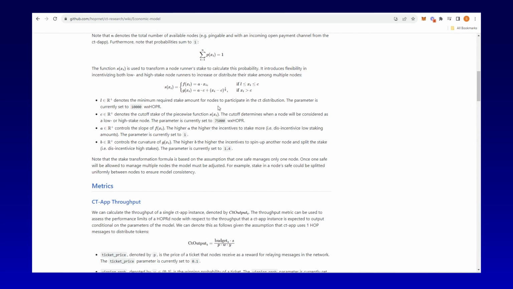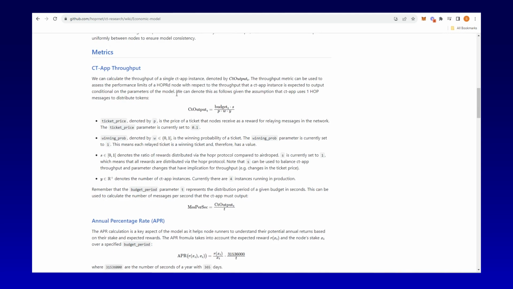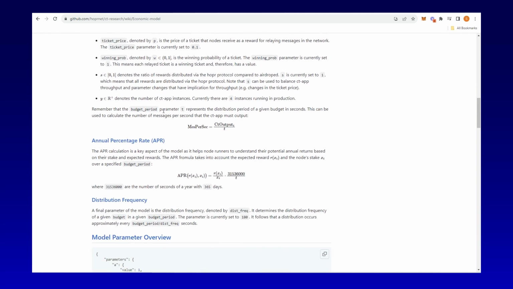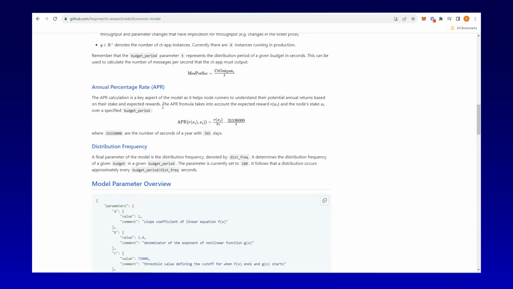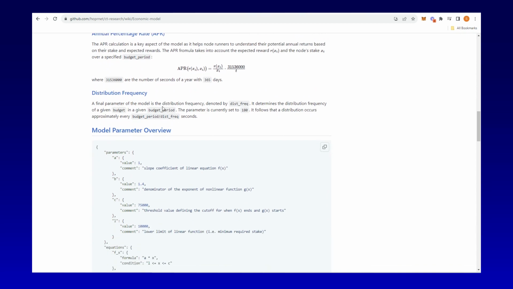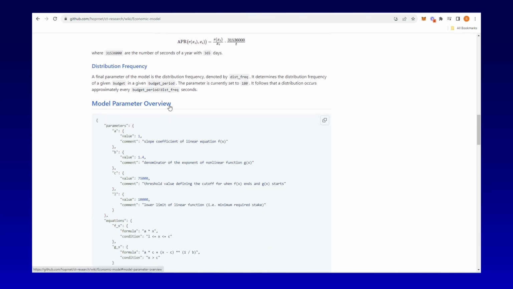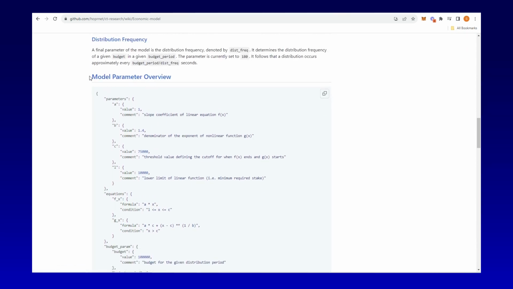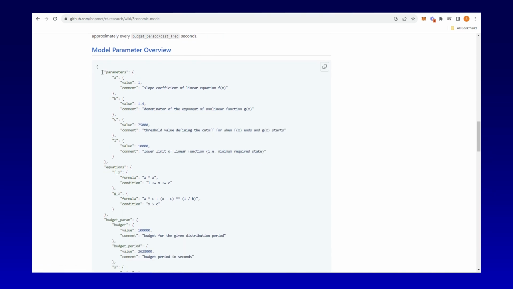These aren't the actual parameters. We'll look at the actual parameters now. This section you can read in your own time if you want. It just goes over ticket price and the budget and how many tickets have to be issued, depending on how many people have staked, and how many rewards have to be distributed. But that's less important to node runners. What's more important is the parameters.